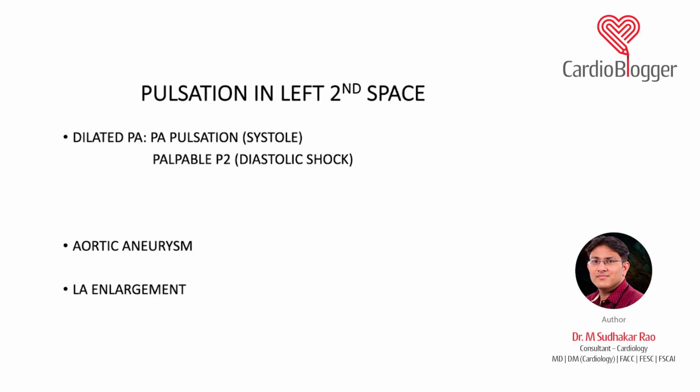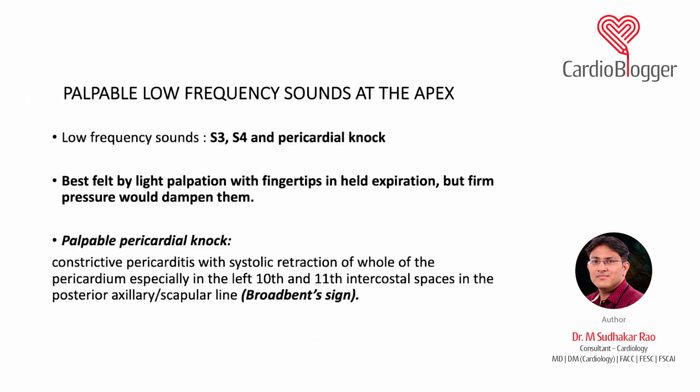One more differential, as I already told you, is CCTGA, LTGA, where because there is a left posterior aorta, you get pulsations in the left second intercostal space with a palpable A2. Even in patients with aortic aneurysm, we can get a left second intercostal space pulsation, and rarely in patients with LA enlargement, we get left second intercostal space pulsations.